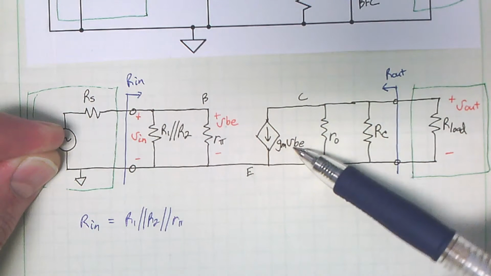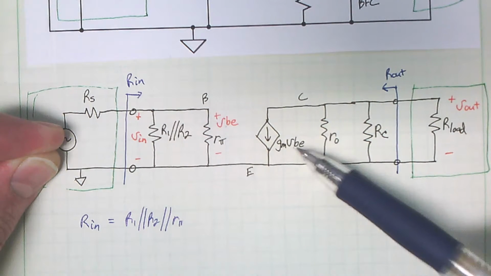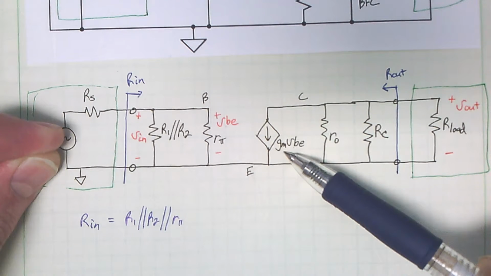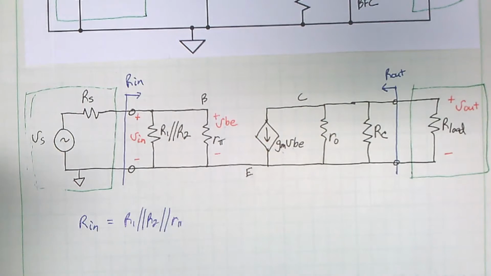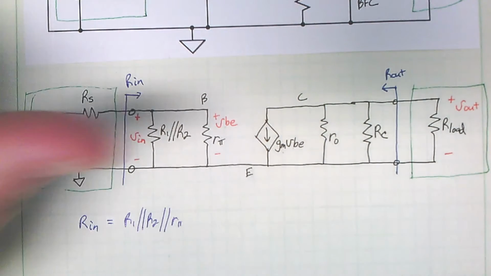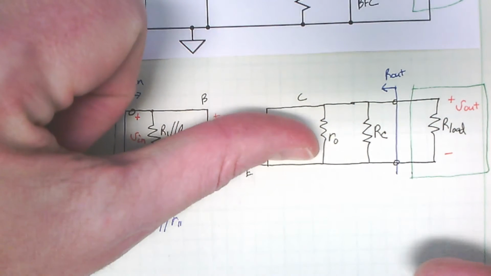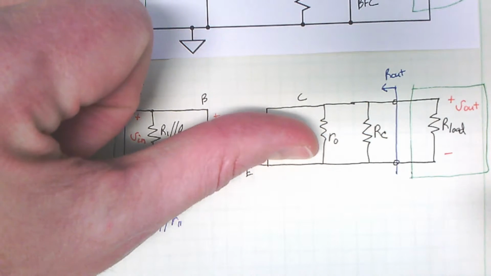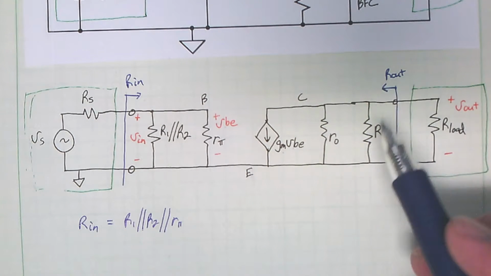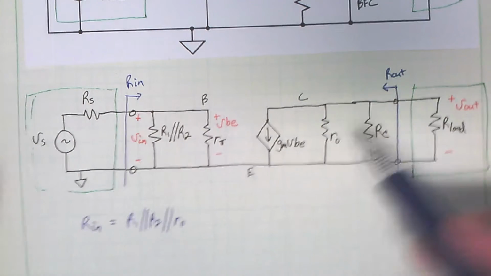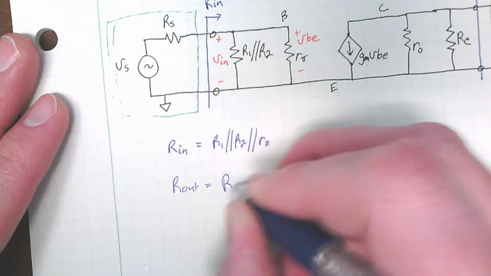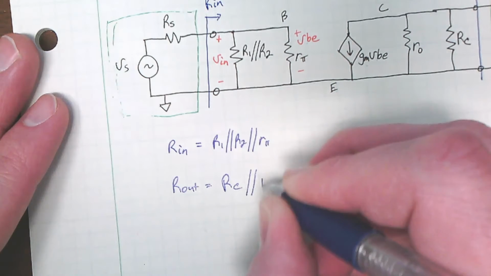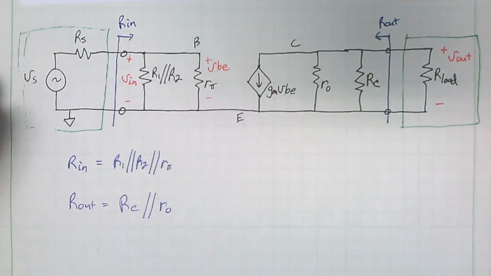One more step, VBE is equal to 0 times GM. I don't care what GM is at this moment. This is 0, a current source with a value of 0 always looks like an open circuit. We're just left with R out is RC in parallel with RO. Make sure you get your capitalization correct.